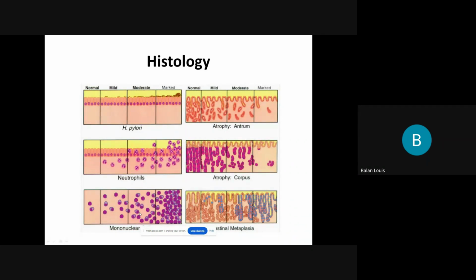So whenever you see a description, when we write these things, we mean only these particular things, what we have seen. And similarly, Helicobacter pylori, you can say mild, moderate, or marked Helicobacter pylori infection is there.